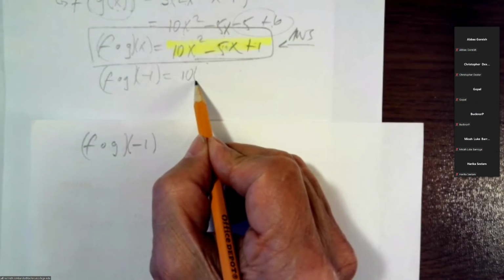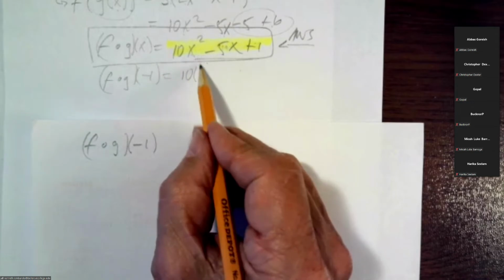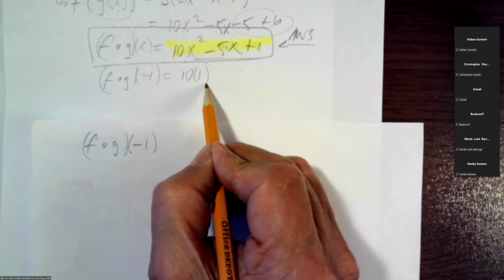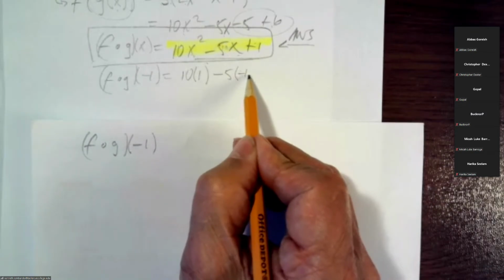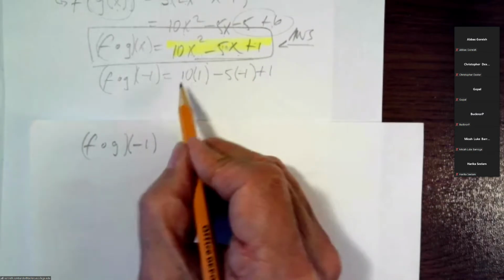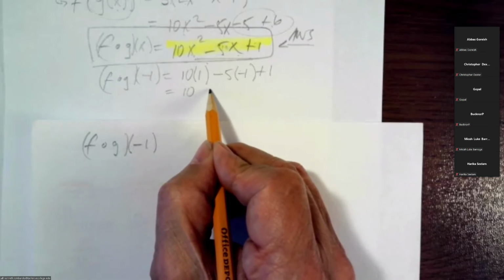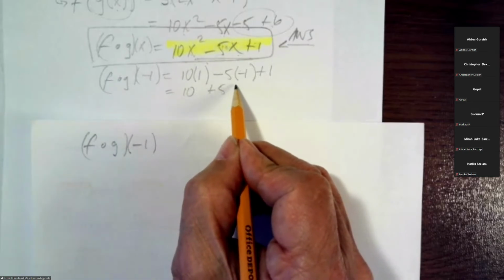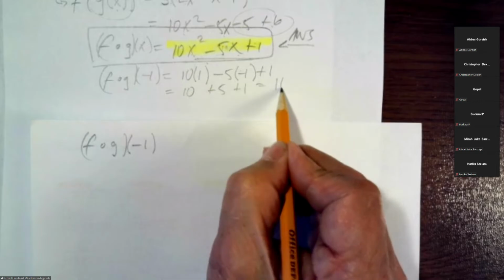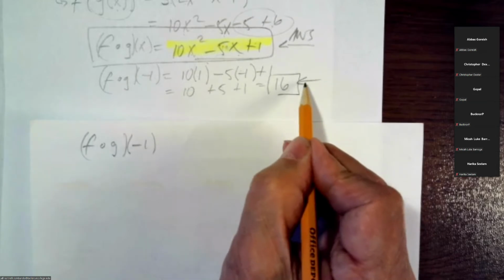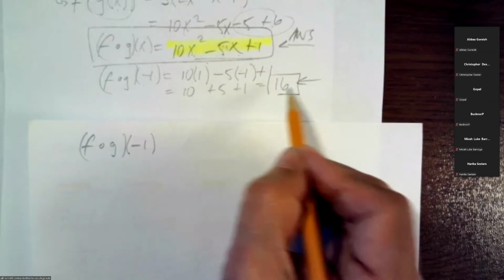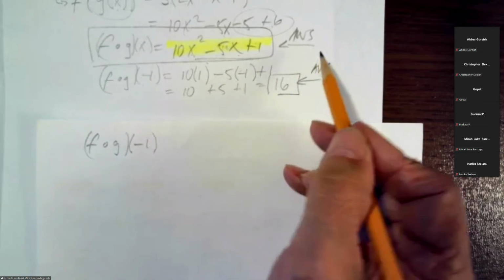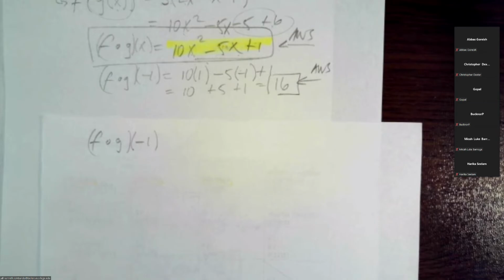10 times -1 squared, which is 1, minus 5 times -1 plus 1. So it's 10 plus 5 plus 1, or 16. So this function evaluated at -1 would give us 16, wouldn't it? Okay, questions?